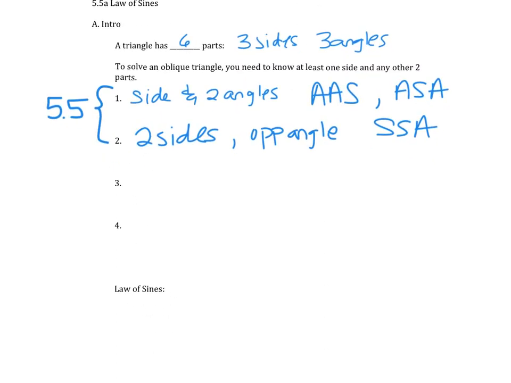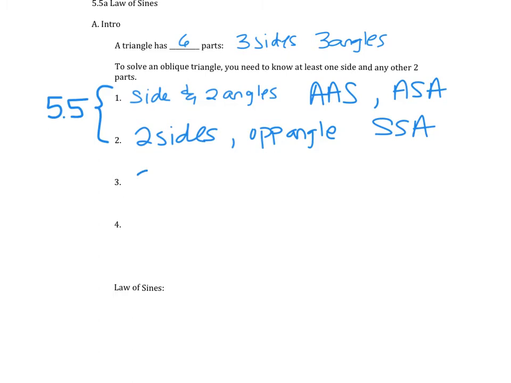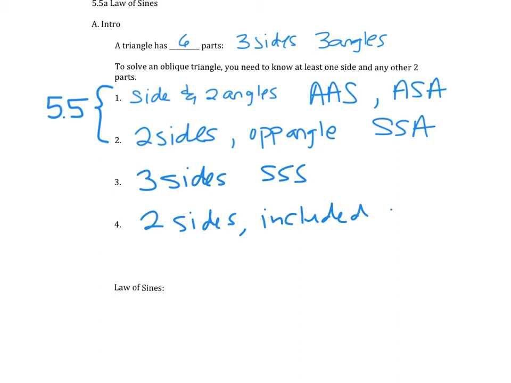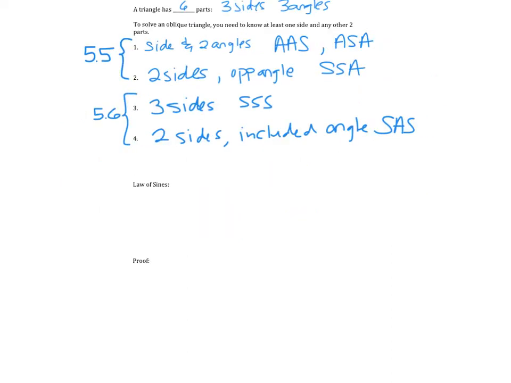All right, the next 2, we're also going to be given 3 sides of a triangle, so side, side, side. And then we're also going to be given 2 sides and the included angle, the angle in between them, and that's SAS, side, angle, side. Okay? So we never have angle, angle, angle. That's not going to work. So these both come from 5.6, which we're going to learn as the law of cosines.